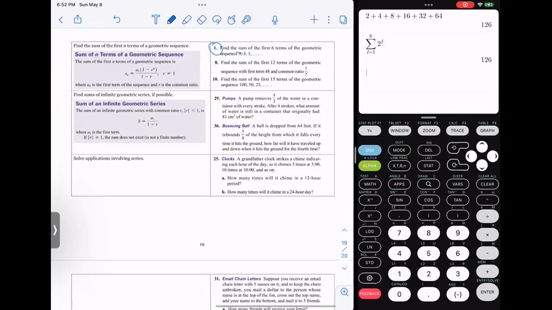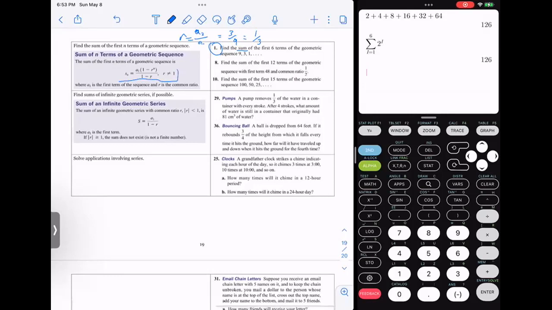So find the sum of the first 6 terms of the geometric sequence 9, 3, 1, etc. So we need to find first what our ratio is. Our ratio is going to be that second term, so A2 divided by A1. That's our ratio. So in this case, that's 3 divided by 9, or 1/3.